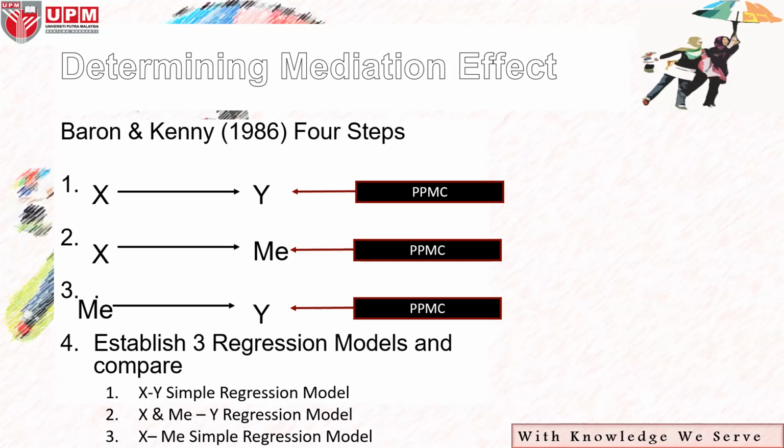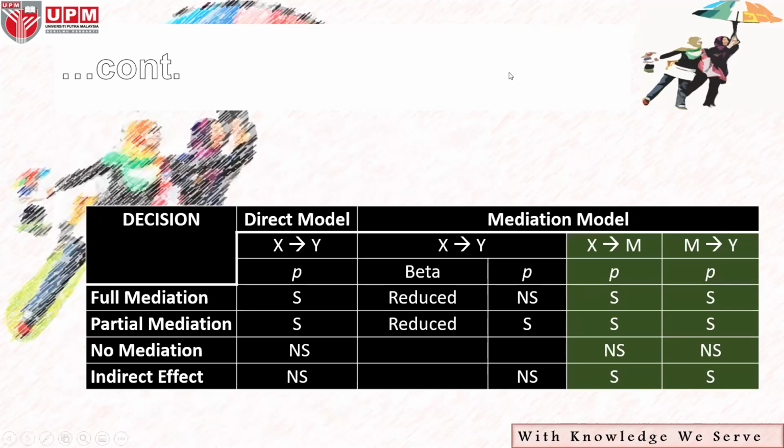Okay, and lastly, establish the 3 regression models and compare. Okay, then you can compare lah. Baru bila after you run these 3 steps, only then you can make the comparison. Either the result is significant or not. Either the amount of influence reduce or not. Okay, so kita akan gunakan guideline ni nanti.